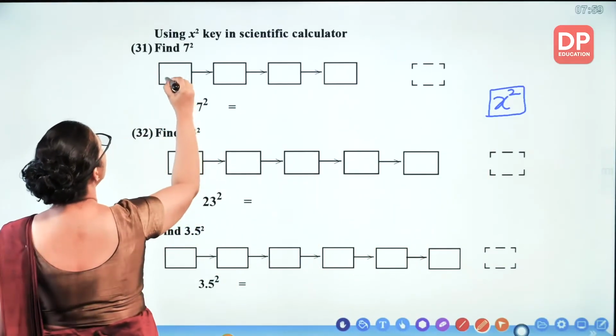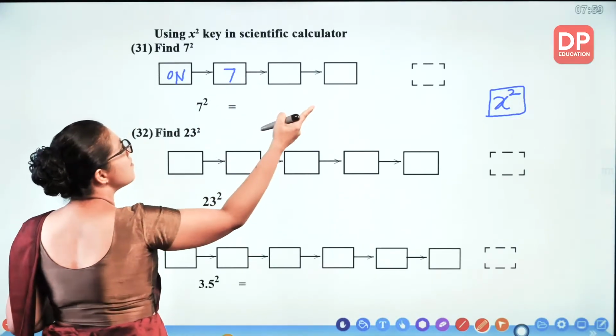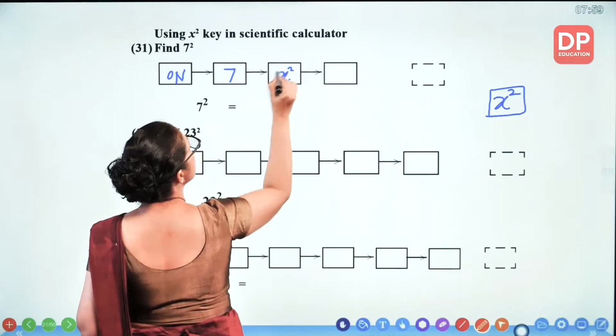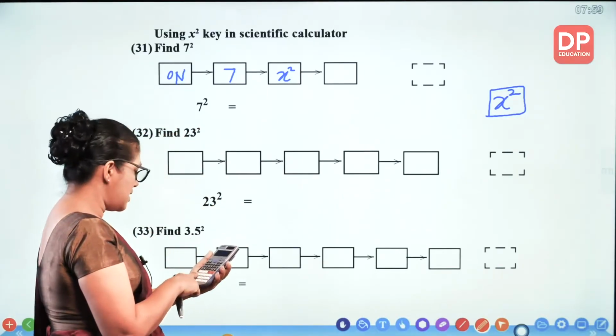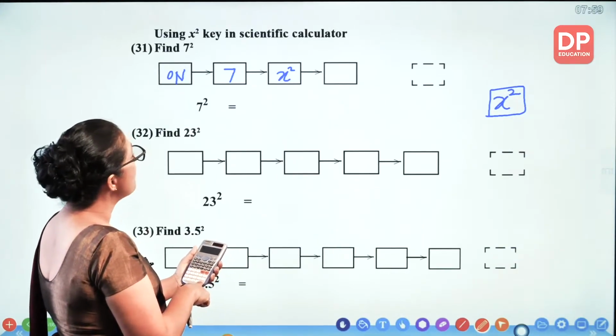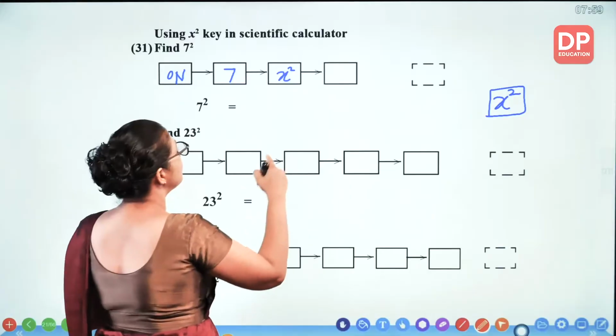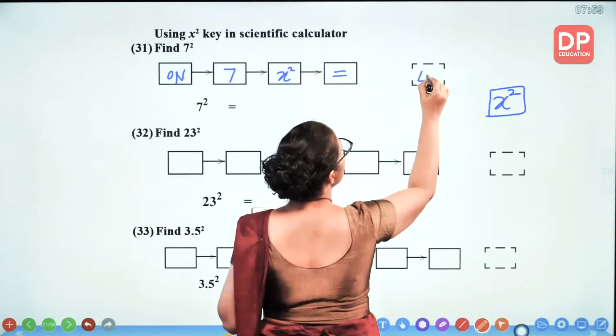So switch on, and then 7 and use the square button. So straight away switch on the calculator, 7 and square button, and you have to press equal. Answer is 49.